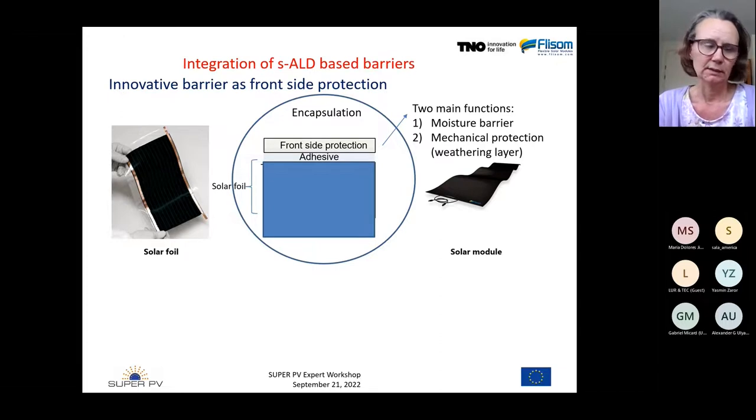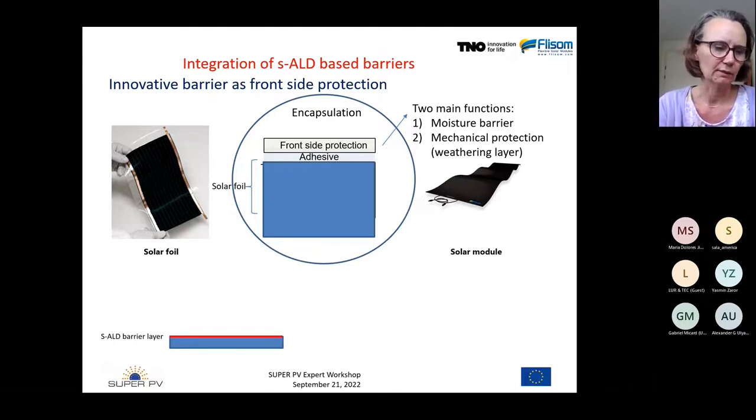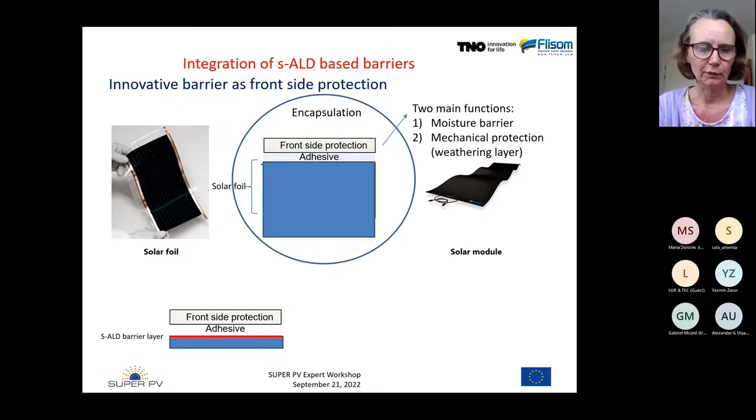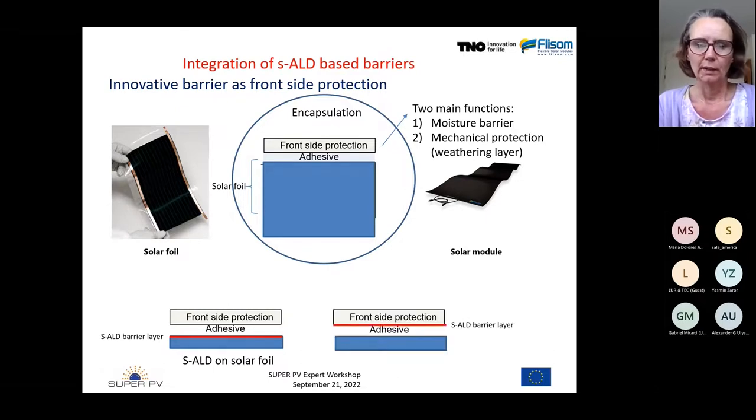We are using an alternative moisture barrier based on the spatial ALD. So here we have the black box again, and we are testing two options. One is where the ALD barrier layer is deposited directly on the solar foil, here on the left, and then we add a non-barrier front foil, and the other where we deposit the spatial ALD barrier layer on a front foil and then laminate it on the solar foil with an adhesive.